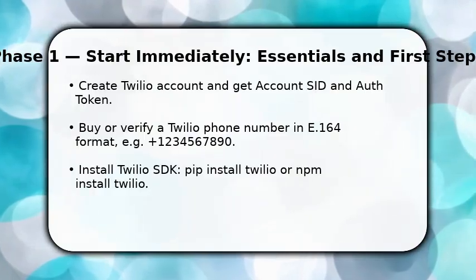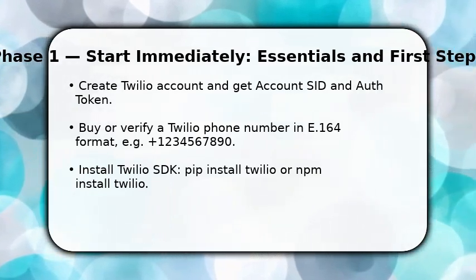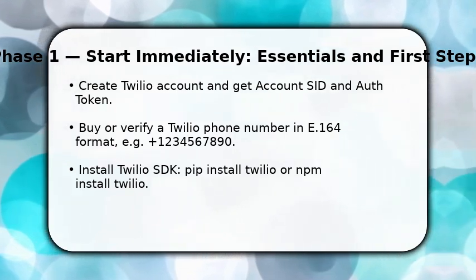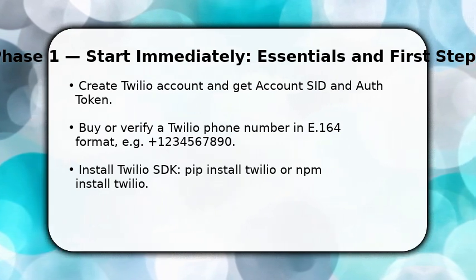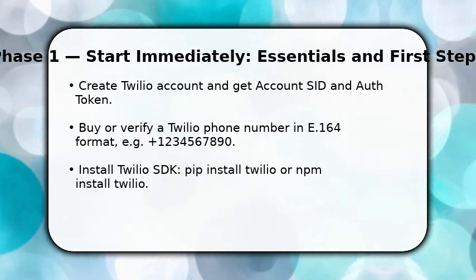You start by getting credentials. The account SID and auth token, store them as environment variables to avoid leaking secrets. Once done, purchase or verify a Twilio phone number in E164 format because Twilio requires normalized numbers.